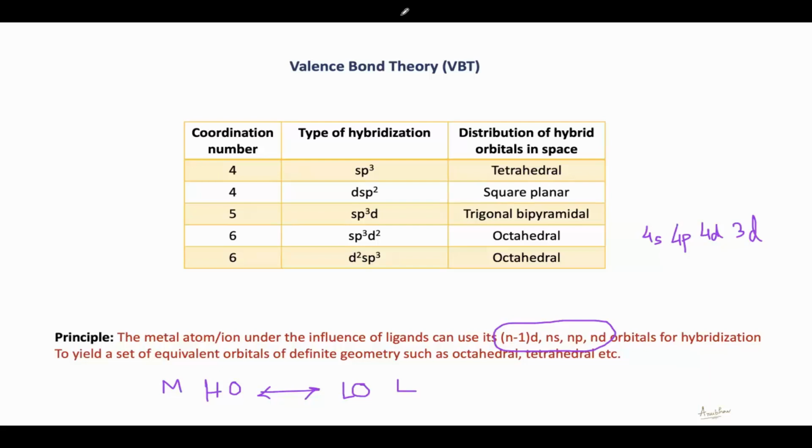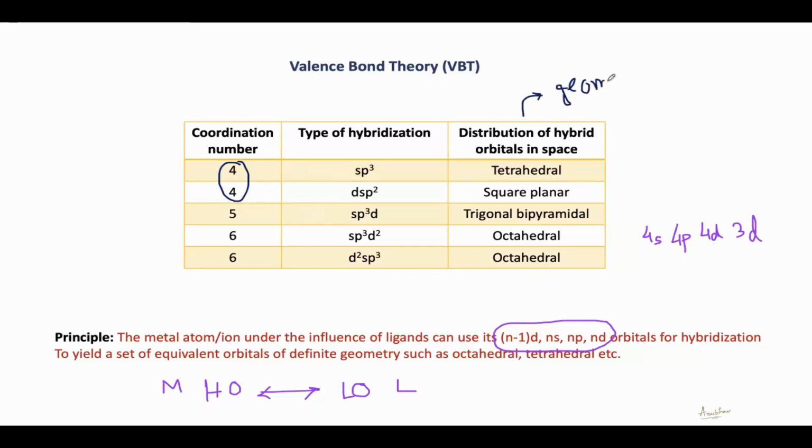About the coordination number, we have discussed earlier in our section on coordination compounds. The coordination number can vary from 4 to 6. You can see in the first row, the coordination number is 4. For coordination number 4, you can see there are two options. First one is the type of hybridization, and the third column is the distribution of the hybrid orbitals in space. This is nothing but the geometry of the complex.